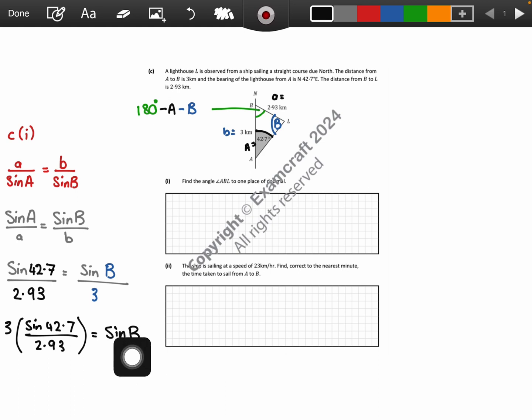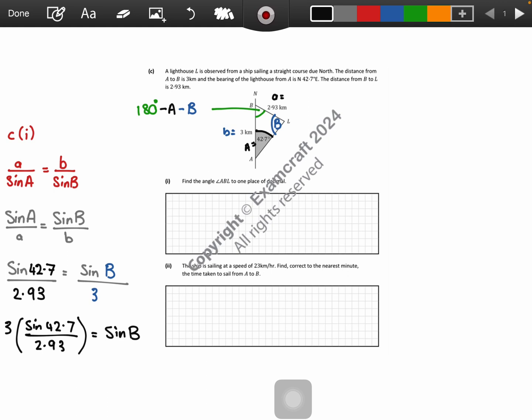So I am also going to have to do the inverse sine. Okay, so you can work out the left side now, or you can bring over the sine and say inverse sine of 3 times blah blah blah. I think at this point it'd be easier just to figure out what the left hand side equals. So I'm saying 3 times sine 42.7, I forgot to close my bracket, over 2.93.